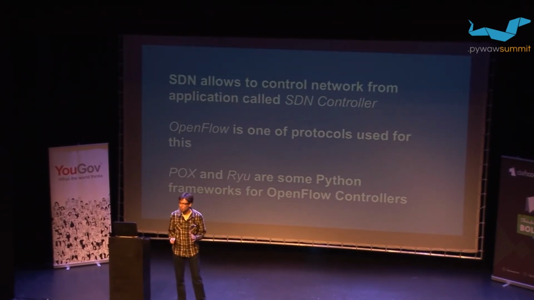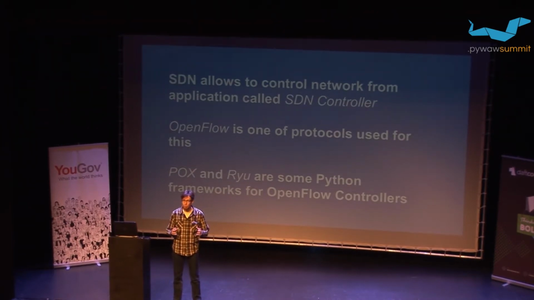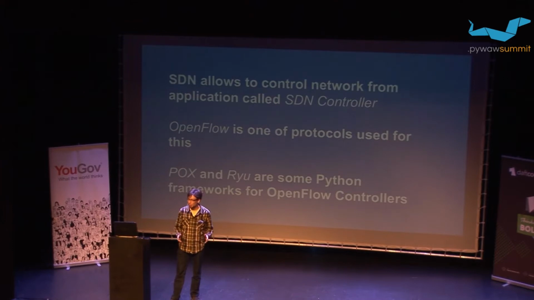So in the end, I would like to leave you with 3 conclusions. That SDN allows to control network by a software, by an application that we call controller. The conclusion that OpenFlow is one of the protocols that allows this, and that POX and Ryu are some of the Python's frameworks for writing such controllers.